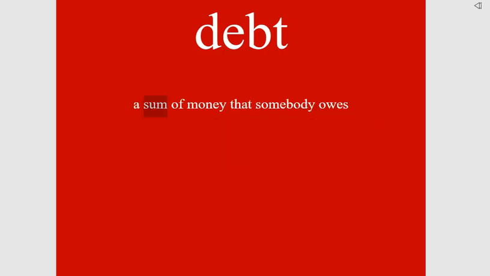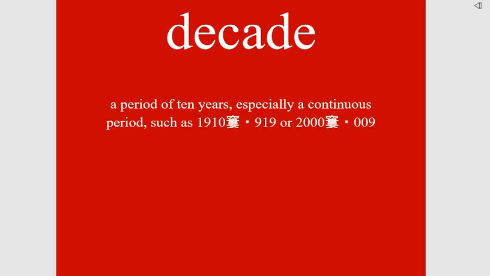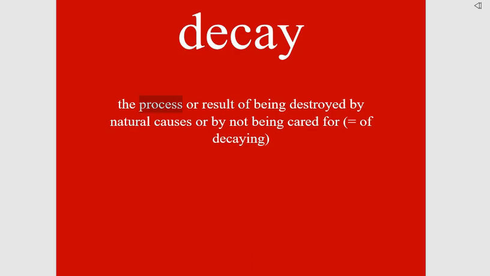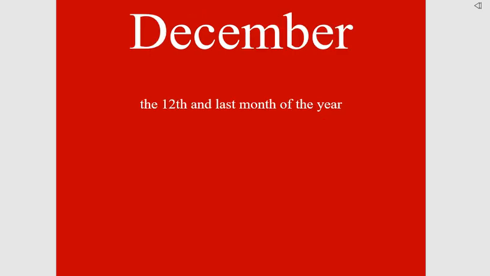Debt. A sum of money that somebody owes. Decade. A period of 10 years, especially a continuous period, such as 1910 to 1919 or 2000 to 2009. Decay. The process or result of being destroyed by natural causes or by not being cared for, equals decaying. December. The 12th and last month of the year.